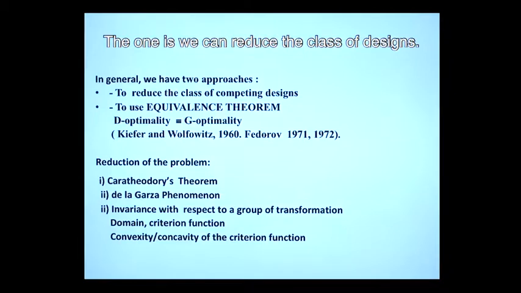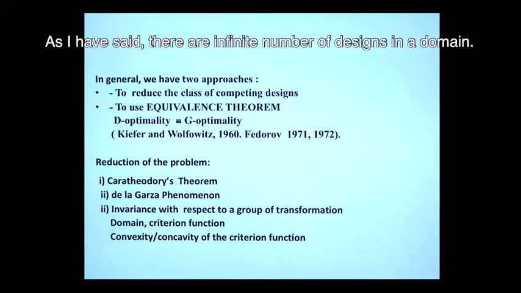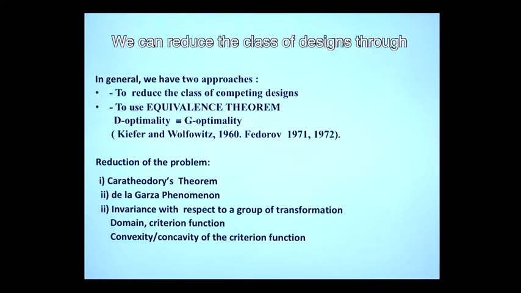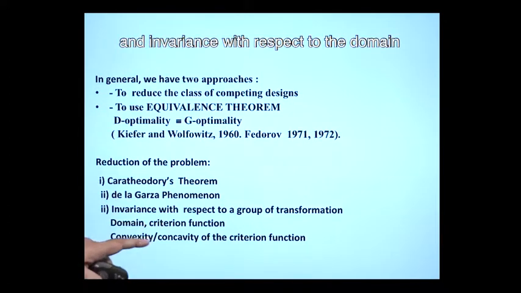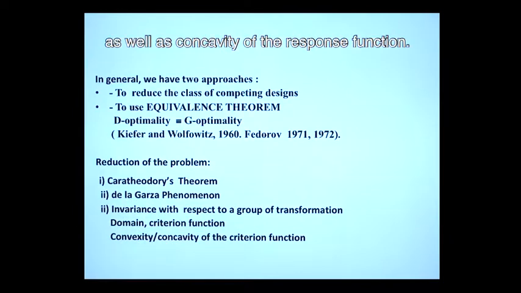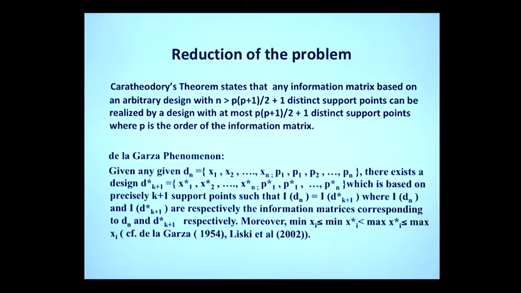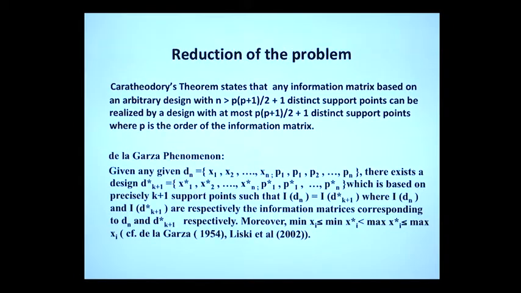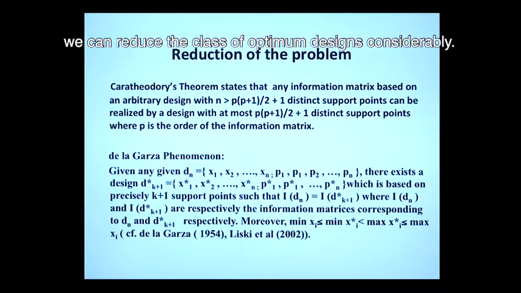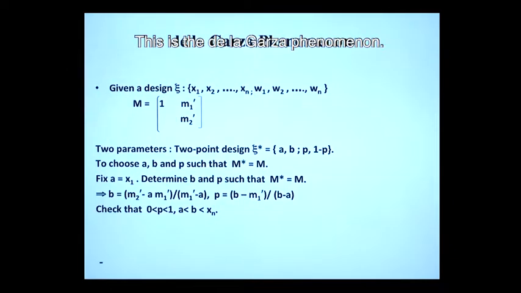The one is we can reduce the class of designs. As I have said, there are an infinite number of designs in a domain. We can reduce the class of designs through Carathéodory's theorem, de la Garza phenomenon, and invariance with respect to the domain, as well as concavity of the response function. This is the reduction of the problem. Using these tools, Carathéodory's theorem and de la Garza phenomenon, we can reduce the class of optimum designs considerably.